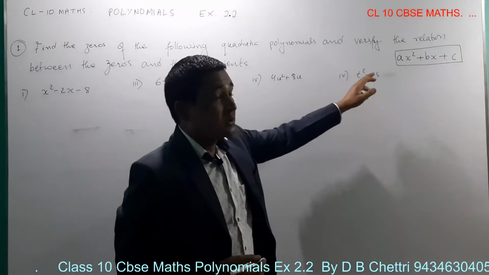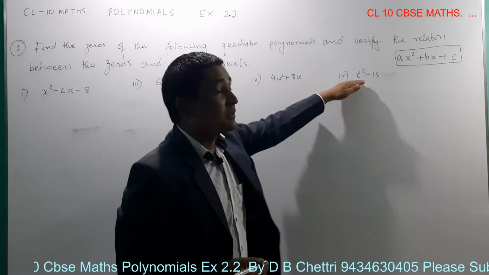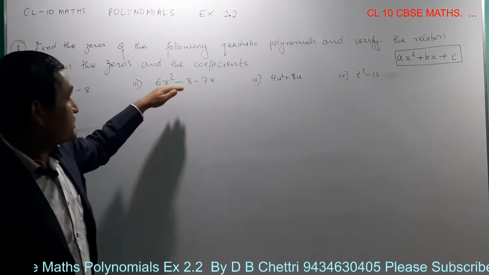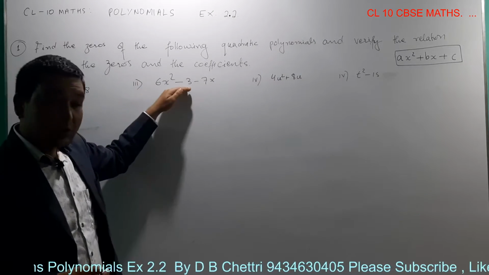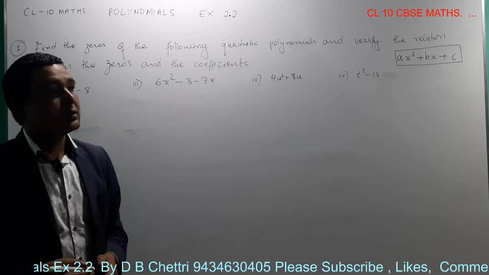No need to break any even-numbered term here. That means we can find the value of the variable directly from these two equations. But for these two equations, we need to break the middle term. This is called the factorization method.